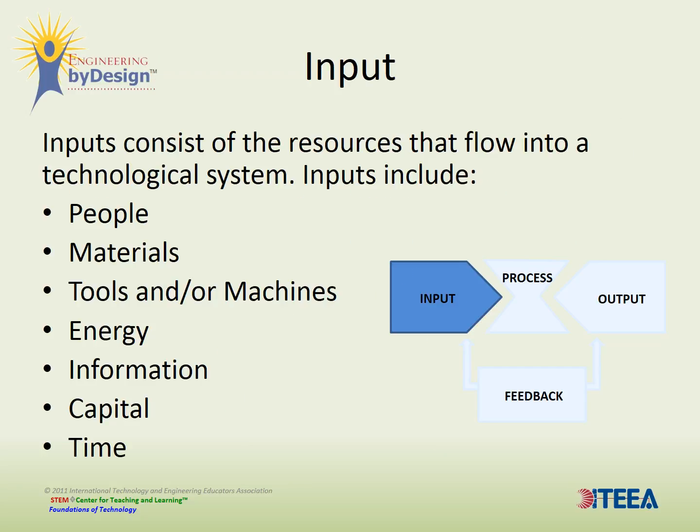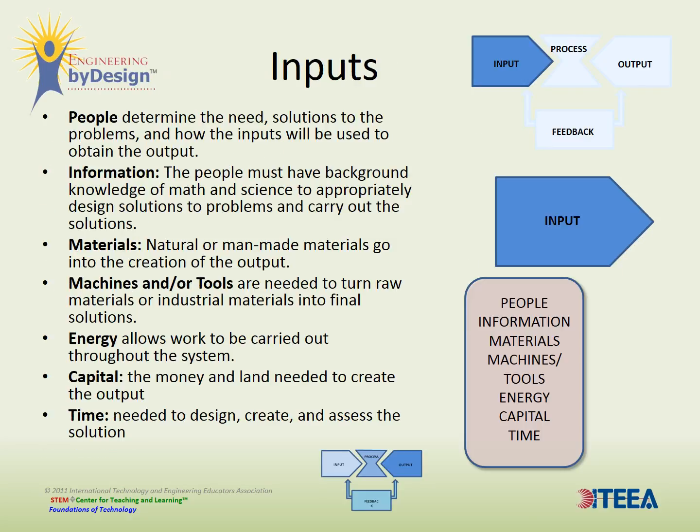Now, input. Depending on the process, your input can be resources that go into a technological system, like people, if you're manufacturing something, the materials that you use, the tools and/or machines that are making something, energy, information, capital, which is your money, or your time. Those are your input values.